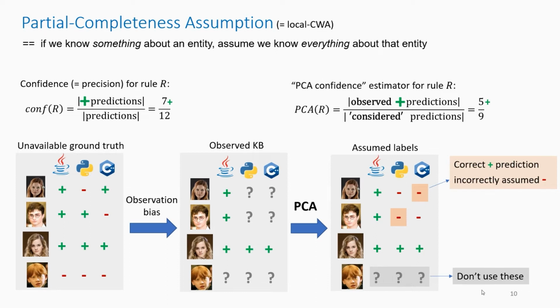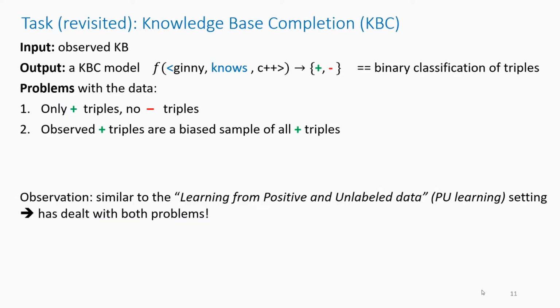So let's quickly go back to the task that we actually want to do, which is knowledge base completion. It takes the observed knowledge base as input, and it generates a knowledge base completion model, which is just binary classification of triples. This is difficult because there are 2 problems in the data. We only have positive observed triples available, and the observed positives that are available are a biased sample of all positive triples.